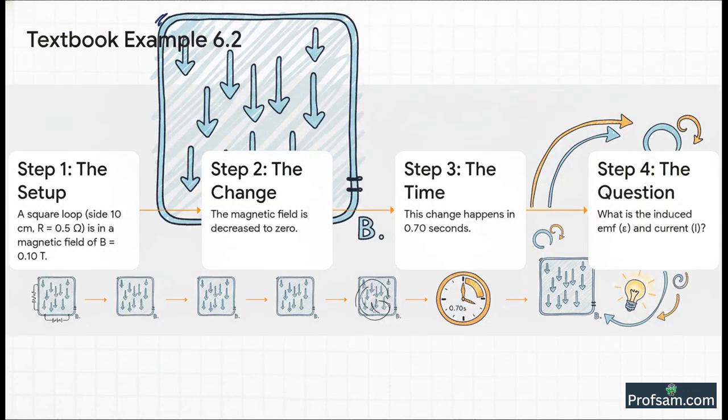Right, now let's apply this with a very simple example from your textbook to see how it works. So, step 1 is the setup. We have a square loop in a magnetic field. Step 2, here's the change. The magnetic field is decreased to 0. And step 3, this change happens in 0.70 seconds. So the question, step 4, is what is the induced EMF and current?